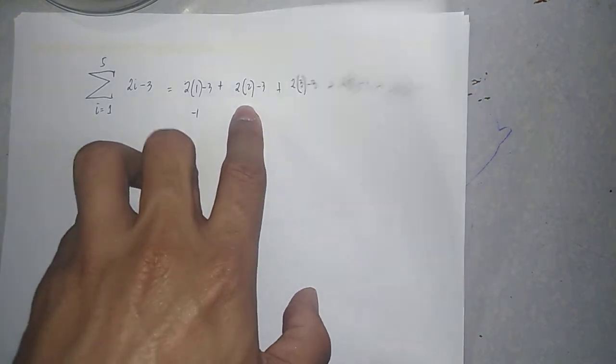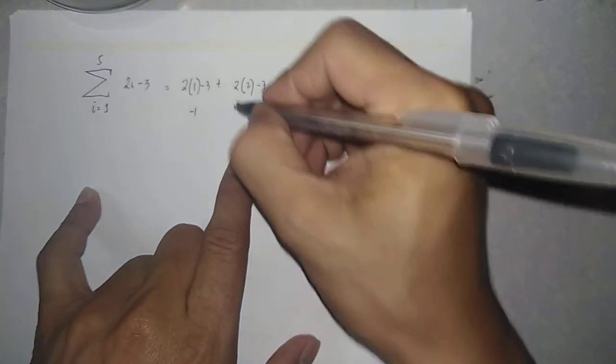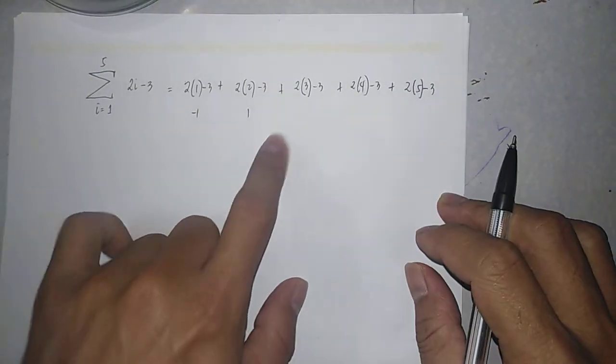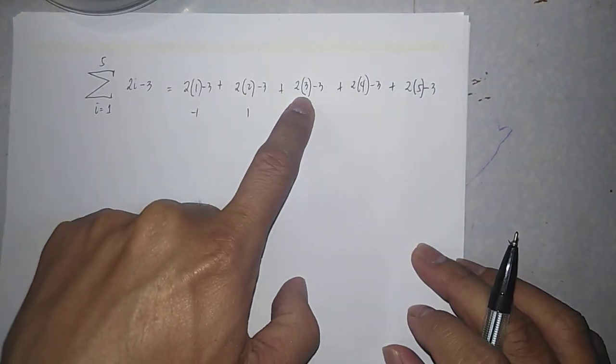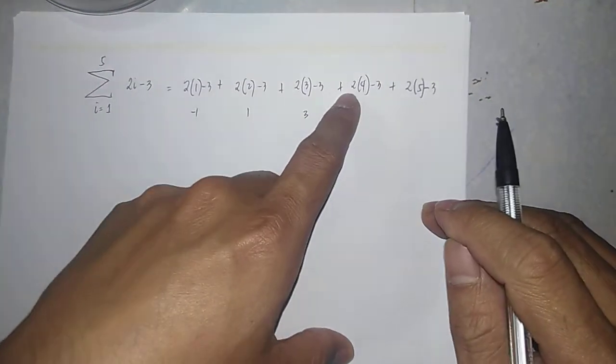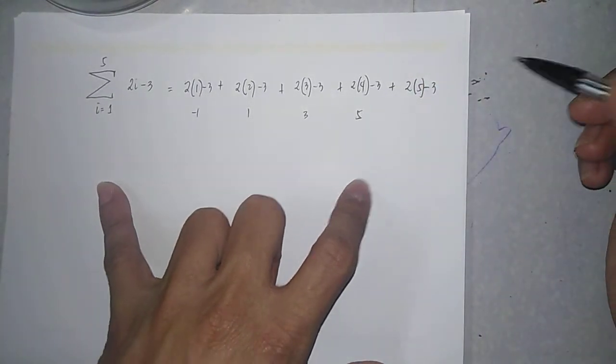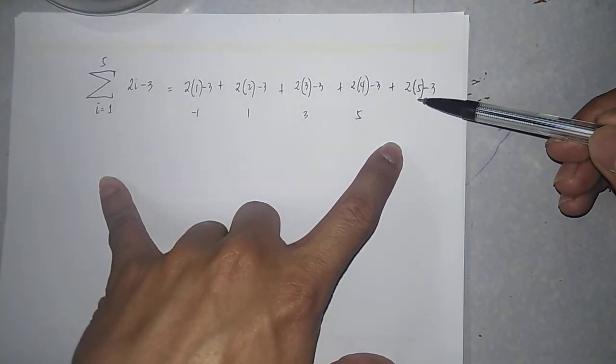Next, 2 times 2 is 4. Minus 3 is positive 1. Next, 2 times 3 is 6. Minus 3 is 3. Next, 2 times 4 is 8. Minus 3 is 5. And lastly, 2 times 5 is 10.